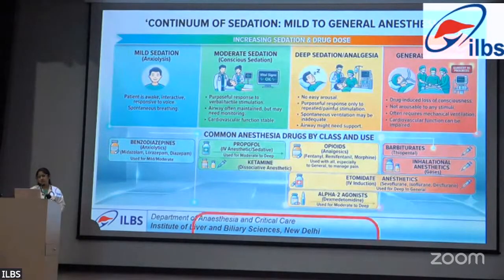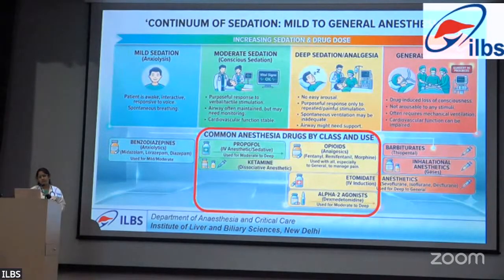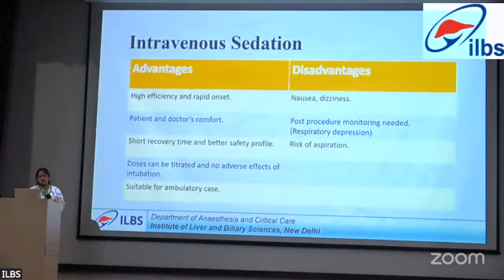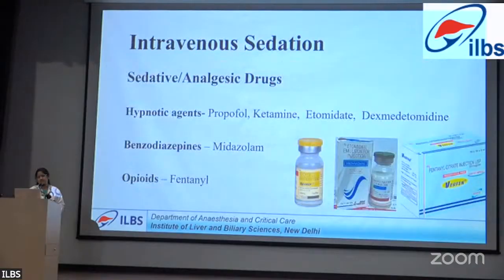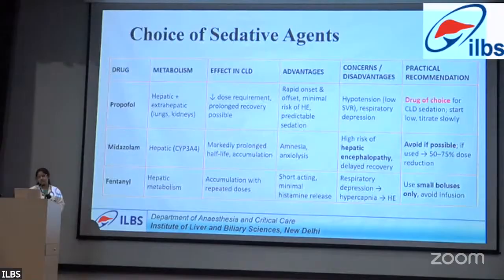So we usually go by moderate to deep sedation, where drugs like propofol, ketamine, opioids, etomidate for the cardiovascular unstable patients, and the newer drugs like alpha-2 agonists, that is dexmedetomidine, are used. It has the advantage of patient and doctor's comfort, short recovery time, doses can be titrated, but the disadvantages are nausea, dizziness, post-procedure monitoring is needed, and there is a risk of aspiration. Most commonly used drugs are propofol, ketamine, etomidate, dexmedetomidine. Midazolam is usually avoided, and fentanyl can be used in small doses.